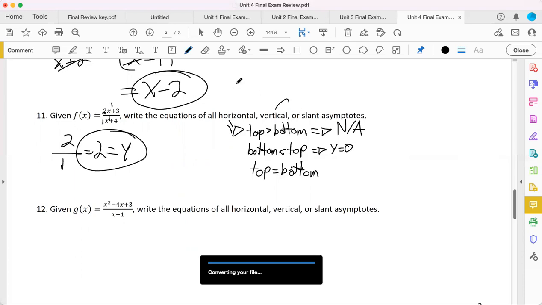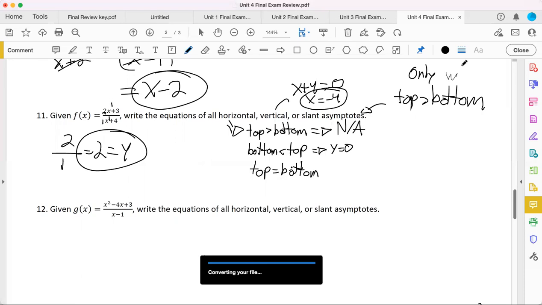Vertical, set the denominator equal to 0 and solve for whatever roots or factors are there. So in this case, x is -4. The slant asymptote only occurs if the top degree is greater than the bottom. It's the only time it's going to occur. And I do think that these look the most pleasing when there's a slant asymptote. So maybe go back in your practice and try to find one.